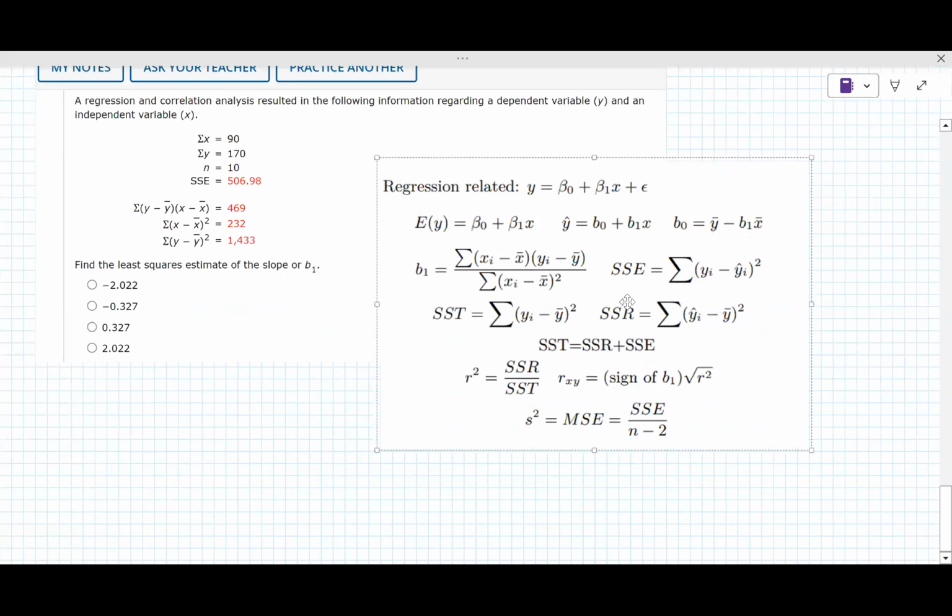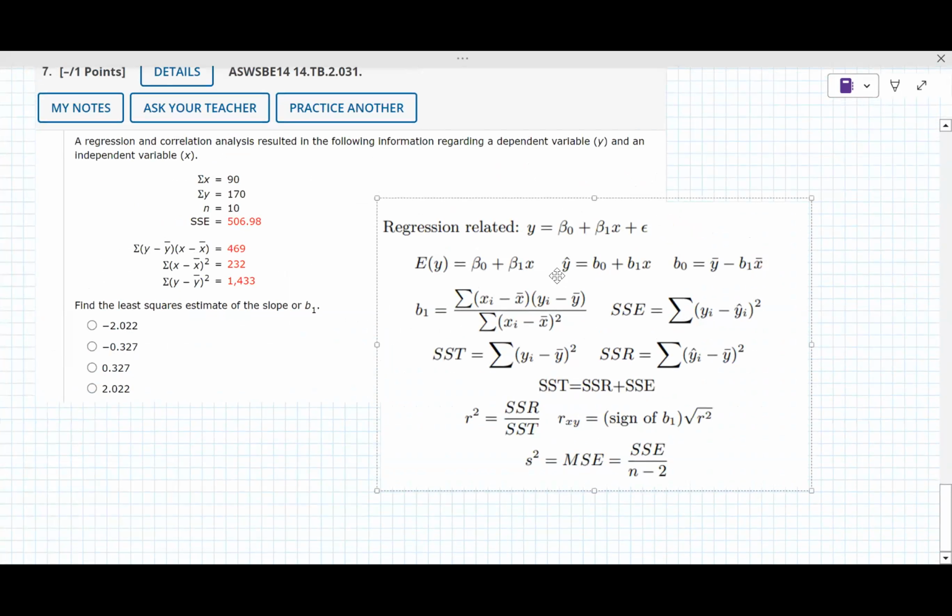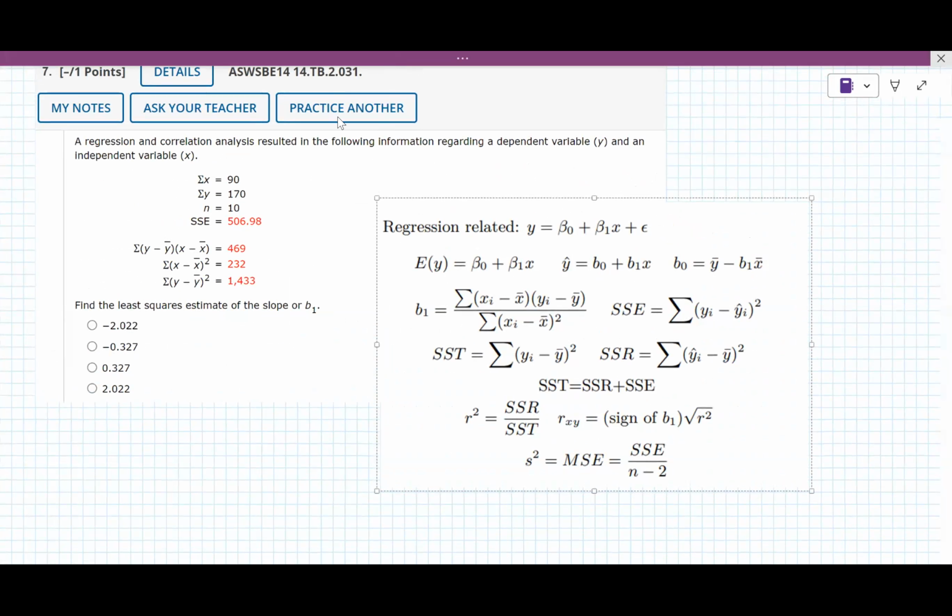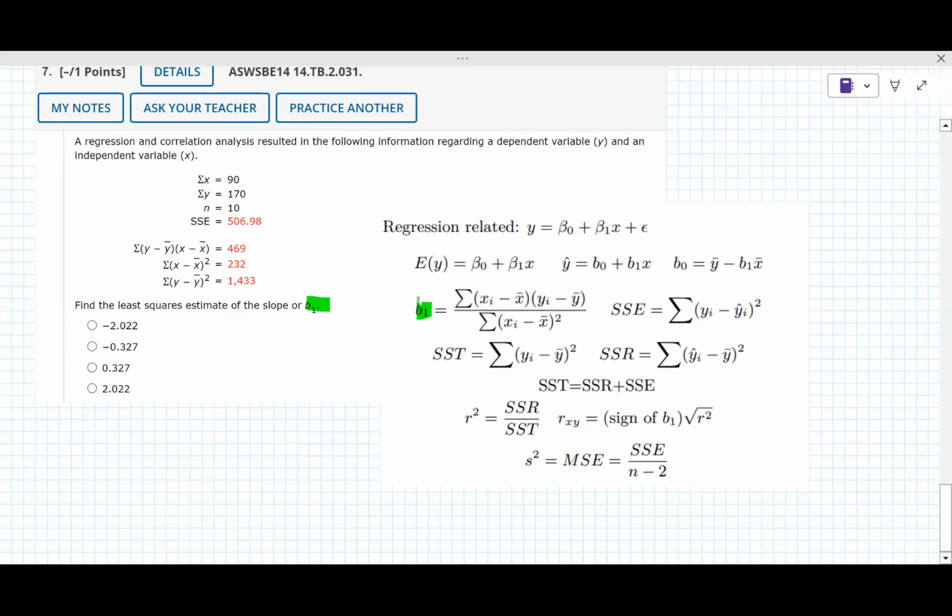I apologize. For a non-math person, this looks ridiculous. But they're asking you for the slope, or B1, so you just have to be able to find that. B1 is the summation of (xi minus x bar)(yi minus y bar), this value here, divided by this value here. That's what you're looking for.